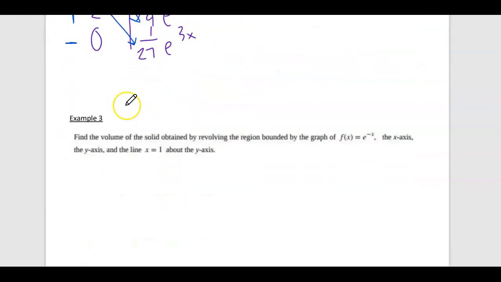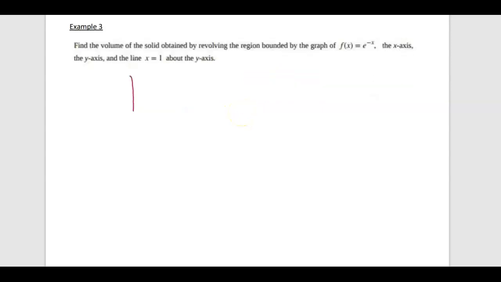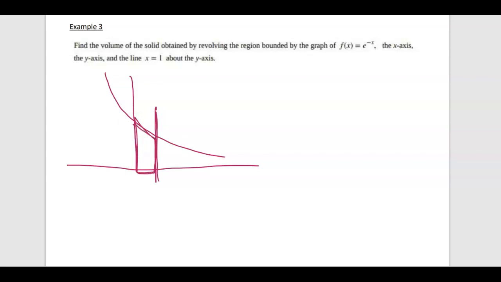All right, let's go ahead and look at one more example here. Find the volume of the solid obtained by revolving the region bounded by e to the negative x, the x-axis, and the line x equals 1 about the y-axis. So let's go ahead and draw this. So here's e to the negative x, x equals 1, the x-axis and the y-axis. So I'm taking this piece here around the y-axis. So it's going to end up making a shape like this.